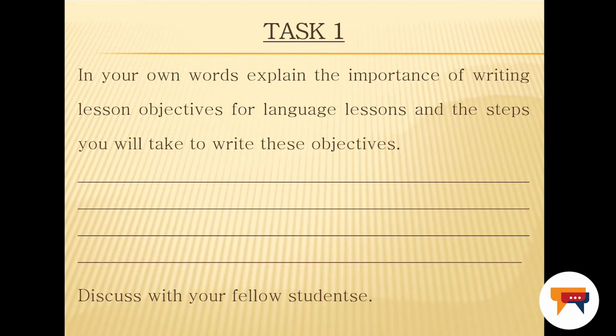Task 1. In your own words, explain the importance of writing lesson objectives for language lessons and the steps you will take to write these actual objectives. Please discuss with your fellow students.